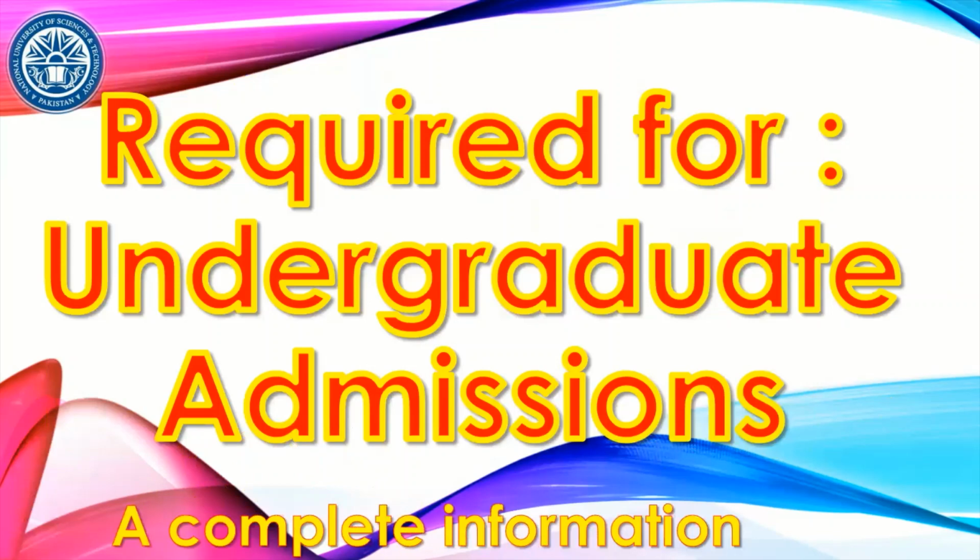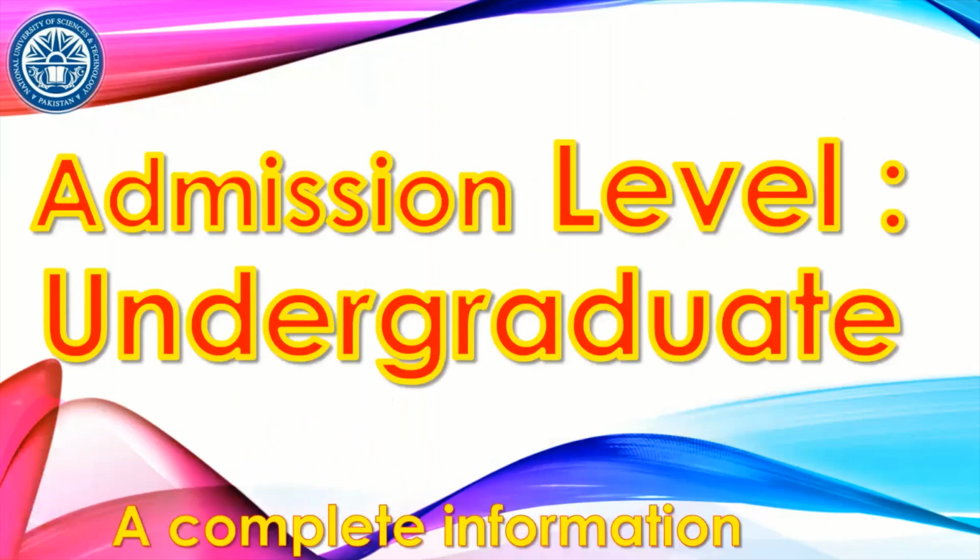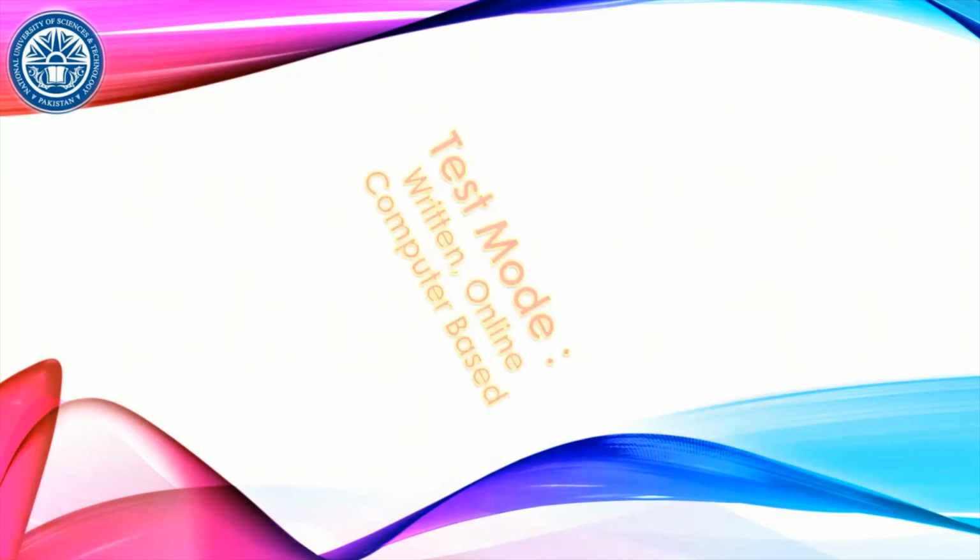And this is what we can say is required for undergraduate admission. There are so many disciplines, undergraduate and postgraduate studies over there, so this test is valid only for the undergraduate admissions. Next is admission level, undergraduate. There are so many departments and disciplines students are selecting at their own choice, and they will have to take a separate test for each and every level of study.